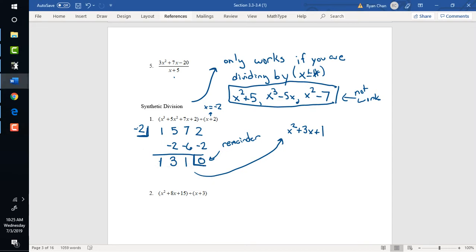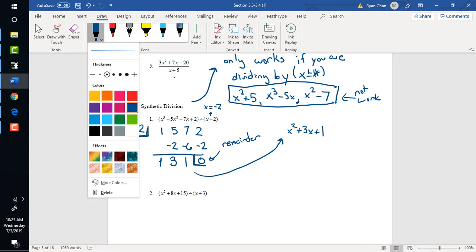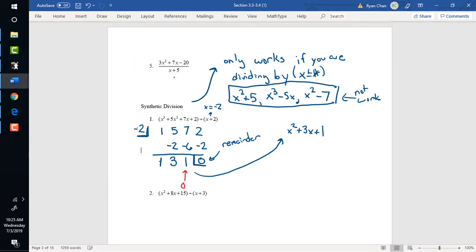Here's the thing too. If you don't understand which degrees it aligns with, the easiest thing is to look at the number next to your corner. This right here is degree 0, and then you'll just go up as you go to the left, right? So if this is degree 0, this has to be degree 1, this has to be degree 2, okay? So degree 0 is always the one right to the left of your remainder.